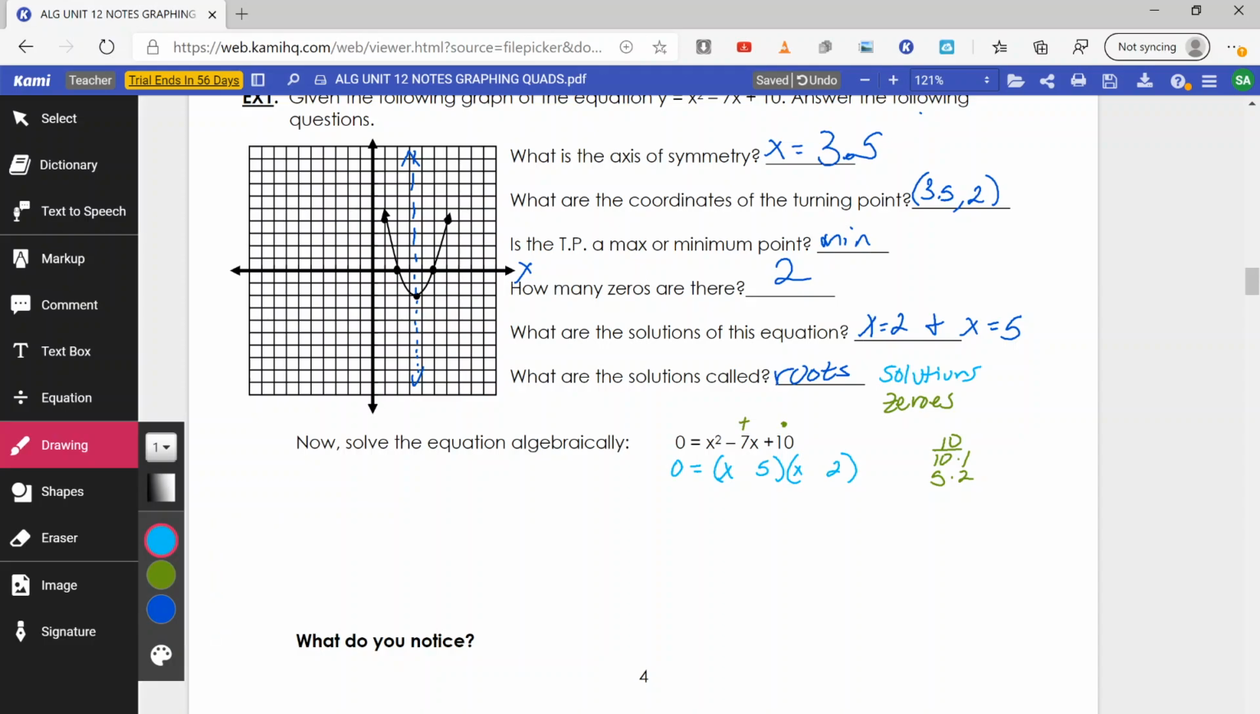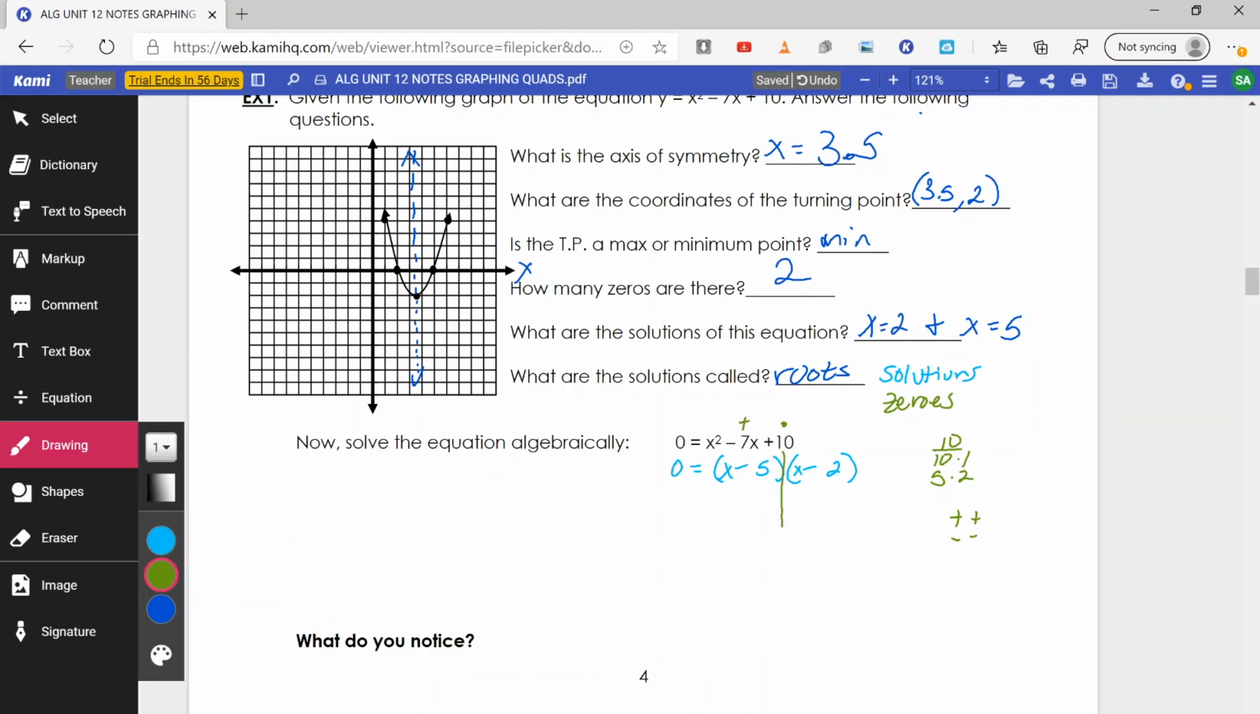So I look at the setup of the equation. I see we have a positive 10 and a negative 7. So I know when I multiply, the only way I can get a positive is whether it's positive times positive or negative times negative. The middle term is negative, therefore we are going to be using minus and minus. Negative 5 times negative 2 gives me positive 10. Negative 5 and negative 2 makes negative 7.